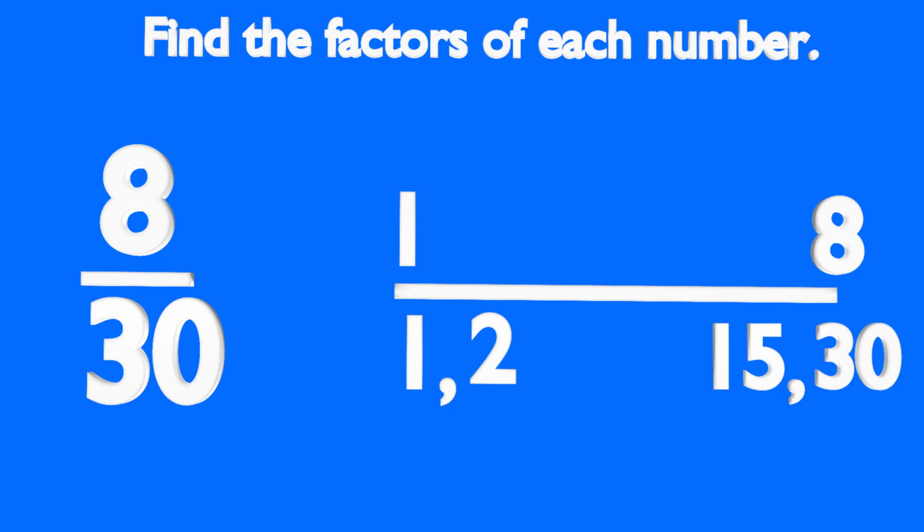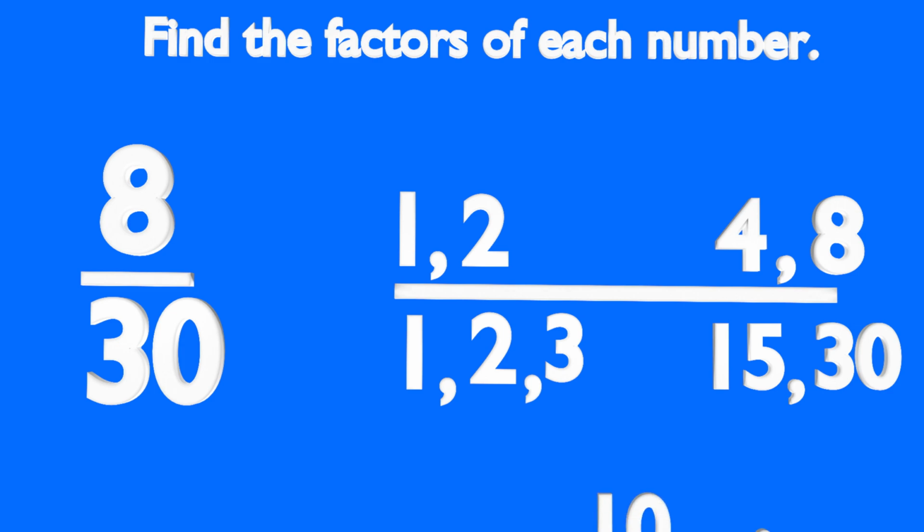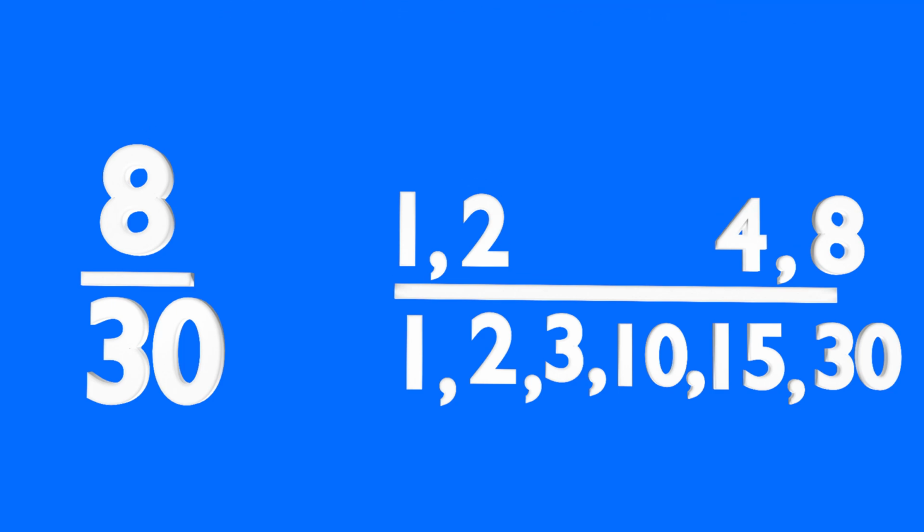We know 2 times 4 equals 8. And we know 3 times 10 equals 30. So these are all the factors of each the numerator and the denominator.